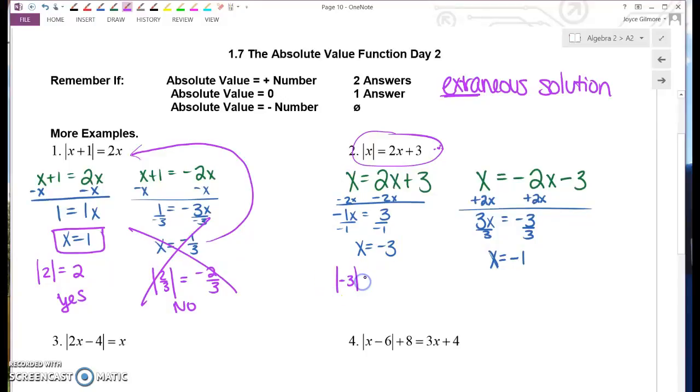Absolute value of negative 3. What is 2 times negative 3? Negative 6 plus 3. So that gives me the absolute value of negative 3 equals negative 3. Is that a true statement? No, absolute value has to equal a positive number. So, that is not a solution.